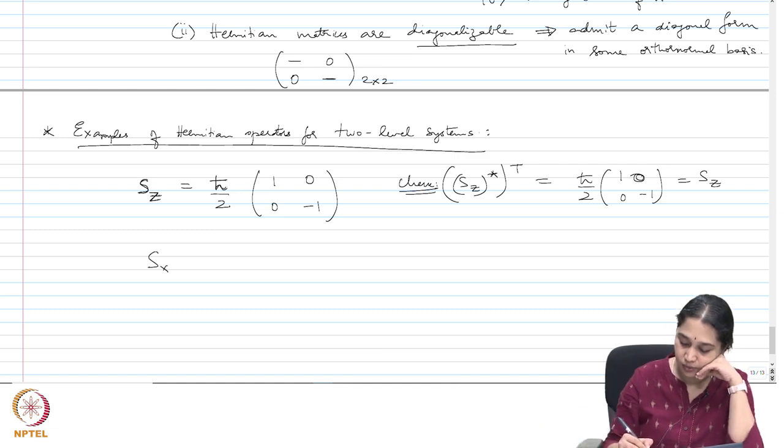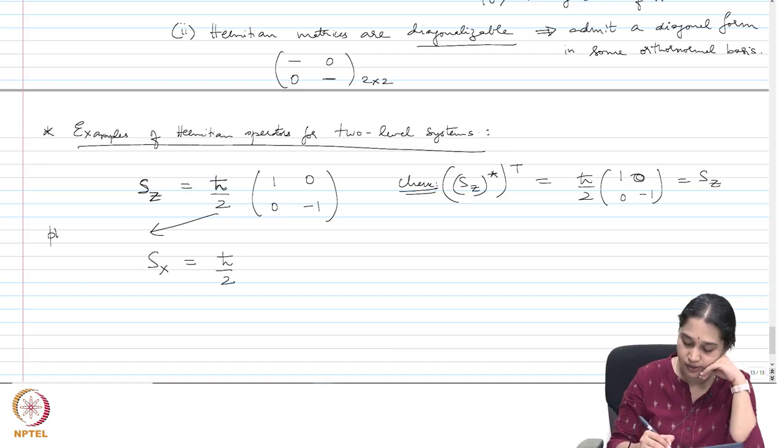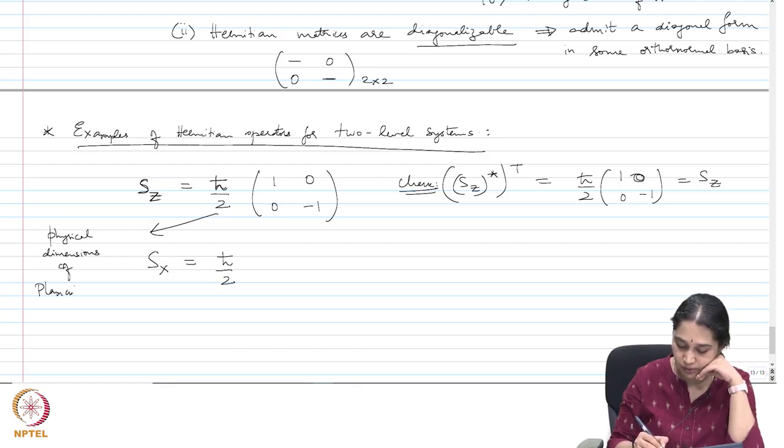Similarly, one can write down an operator or a matrix of the form Sx. Again, I put this constant here. This constant is basically to give some physical dimensions to this, because very soon I am going to associate a physical quantity with these matrices. This has the physical dimensions of the Planck's constant.